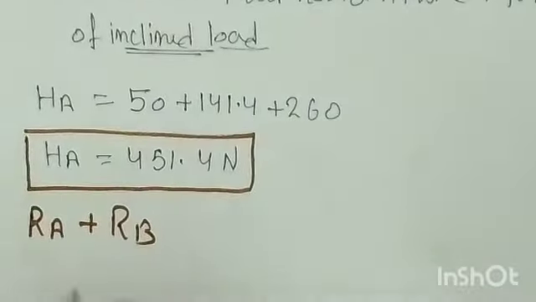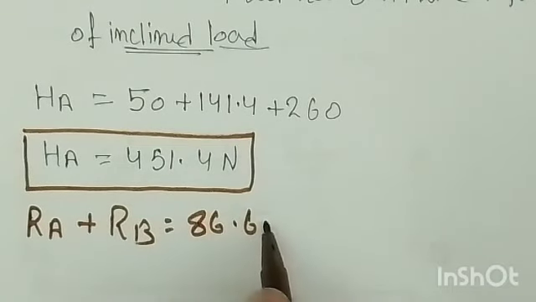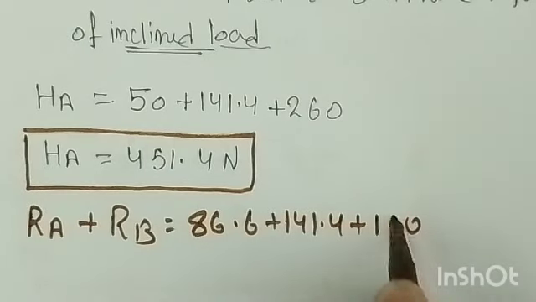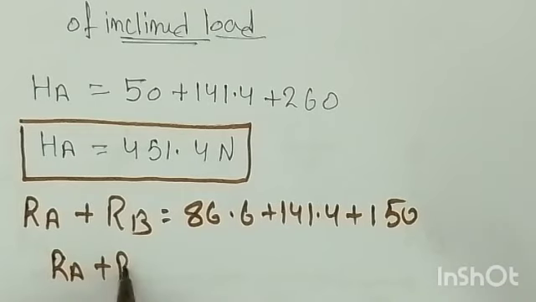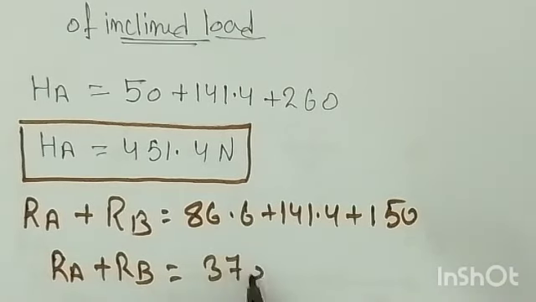So you can write it here that RA plus RB is equal to 86.6 plus 141.4 plus 150, right? So this equation becomes RA plus RB is equal to 378, right? Let's say this is equation 1, right?